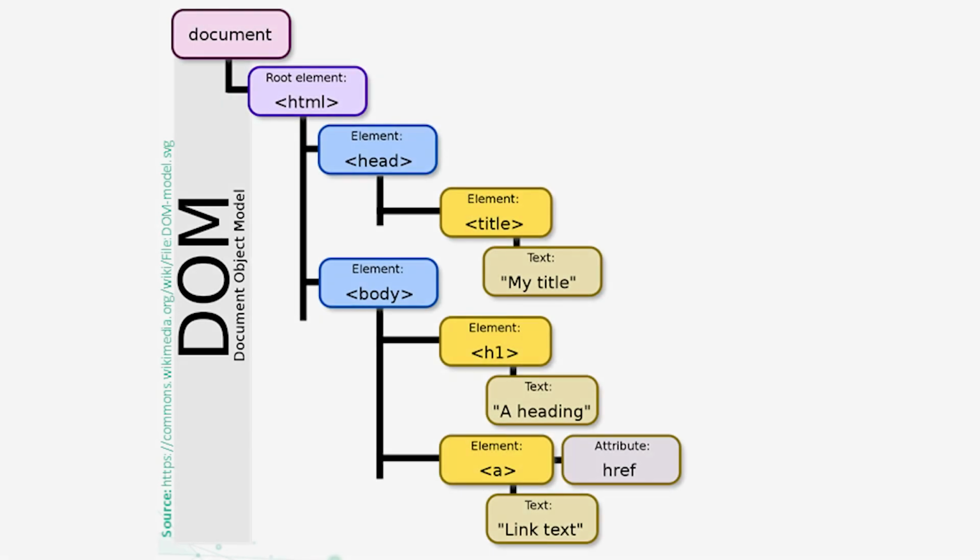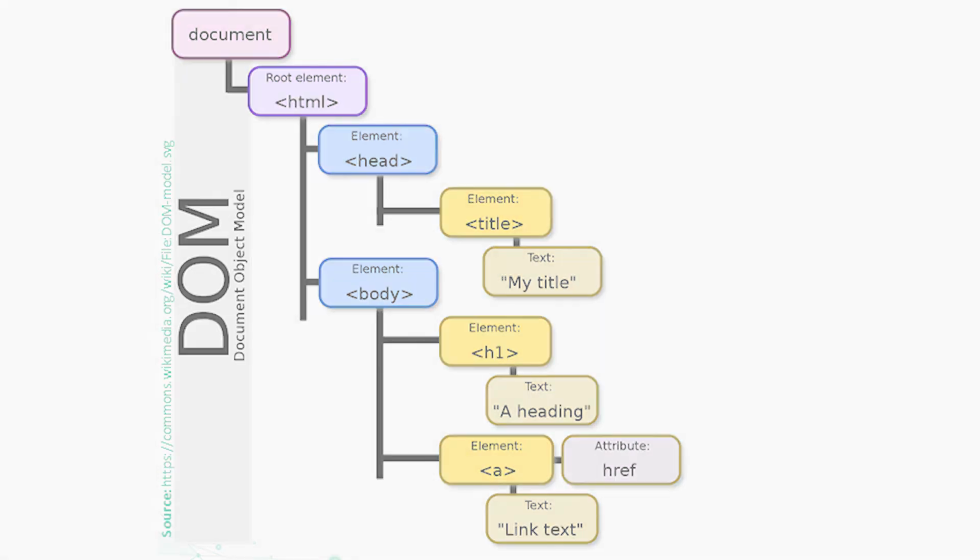The browser knows how to render a web page using something called the Document Object Model, or the DOM. This is a tree-like structure that defines which elements can be contained within other elements and which attributes they possess. This standard is determined by the W3C, or the World Wide Web Consortium.